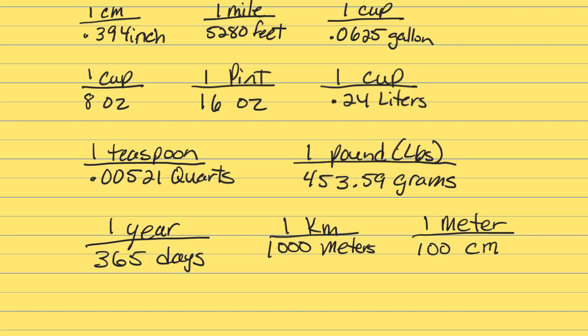Look to see, we're going from teaspoons to quarts. Right there, I've got one that goes right from teaspoons to quarts. So 1 teaspoon. Going over here, and here's pounds to grams, so 453.559.